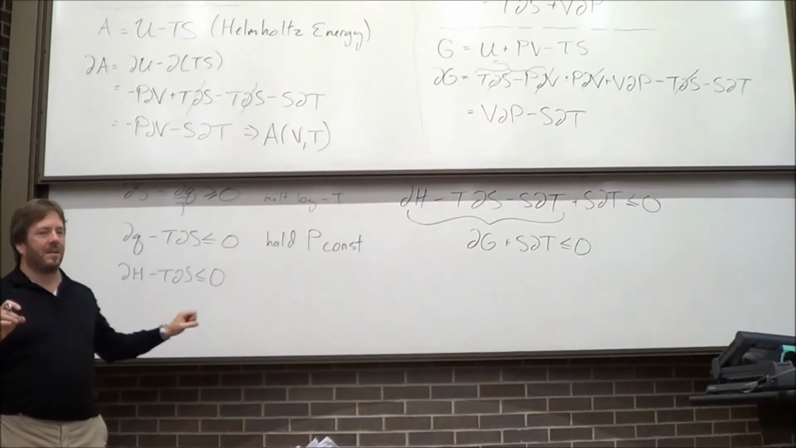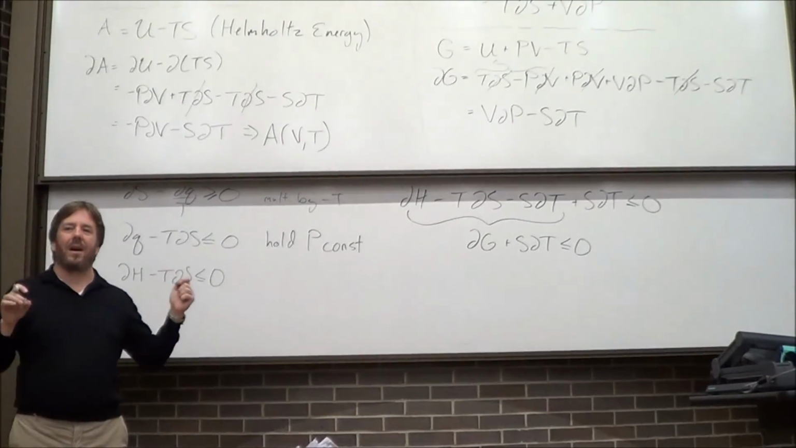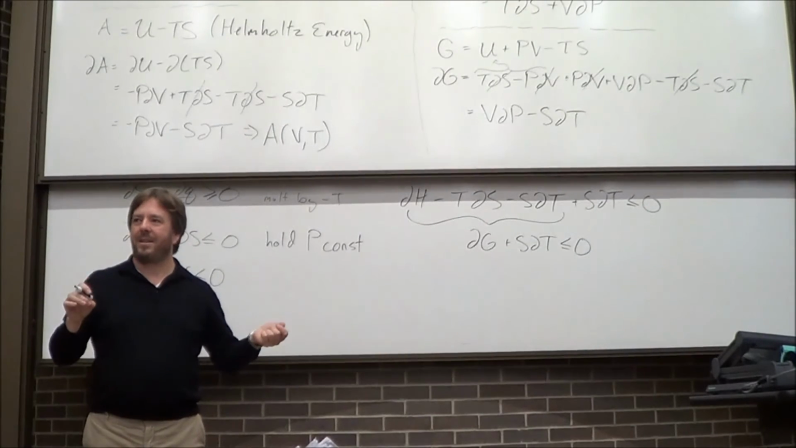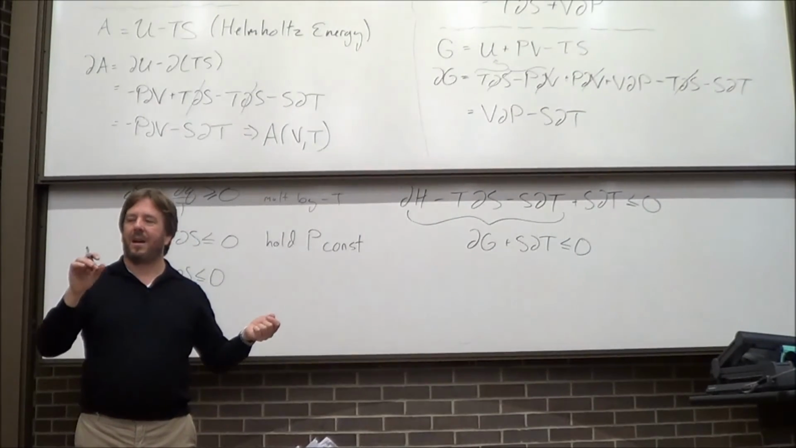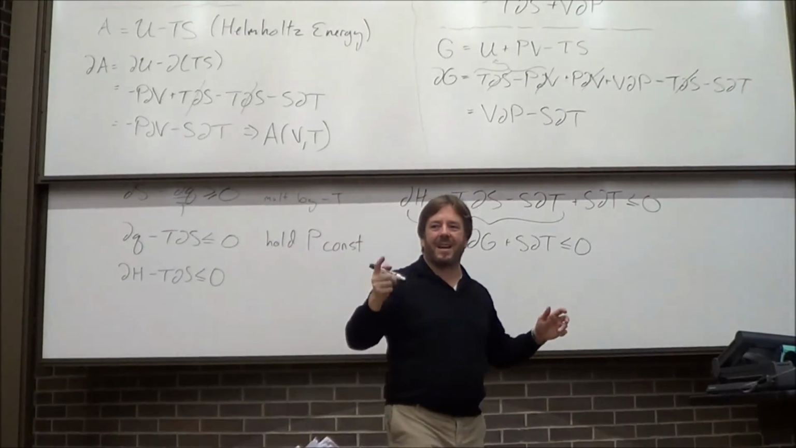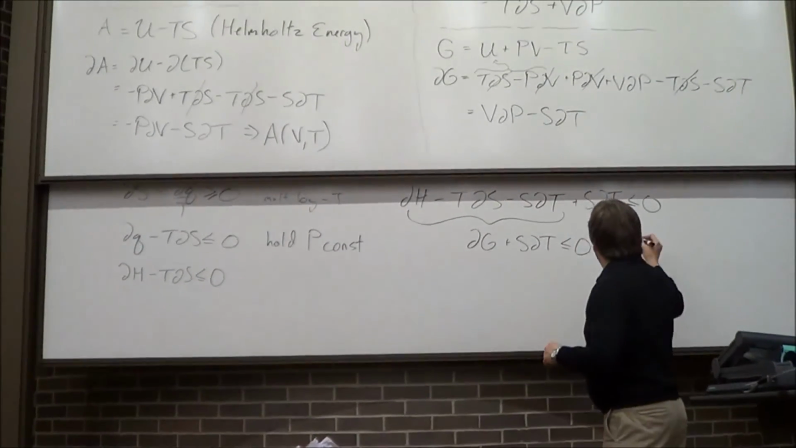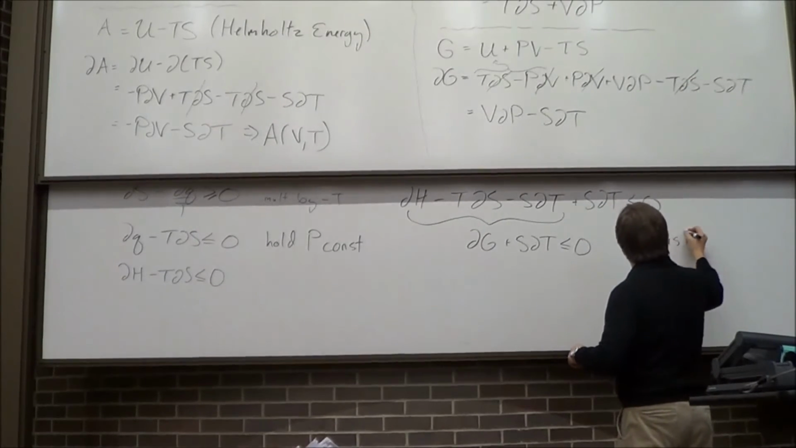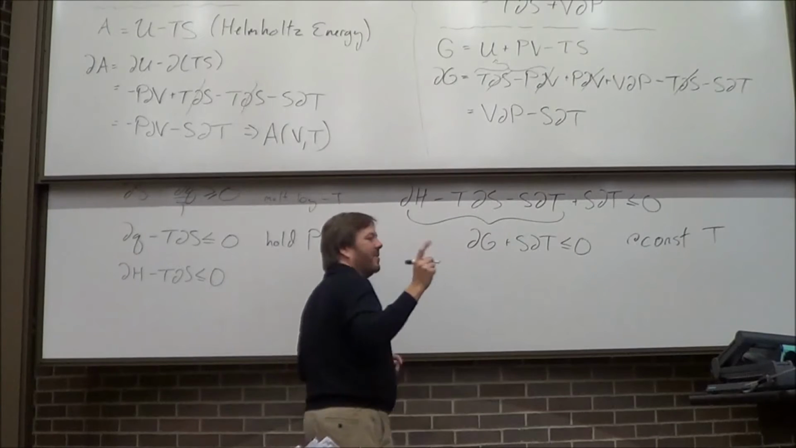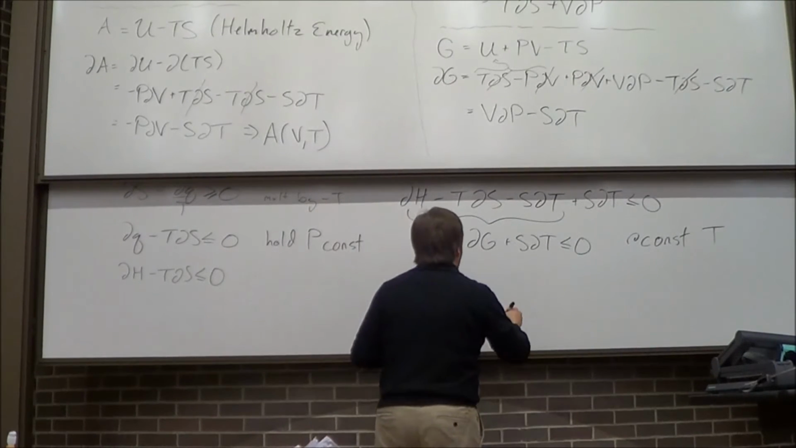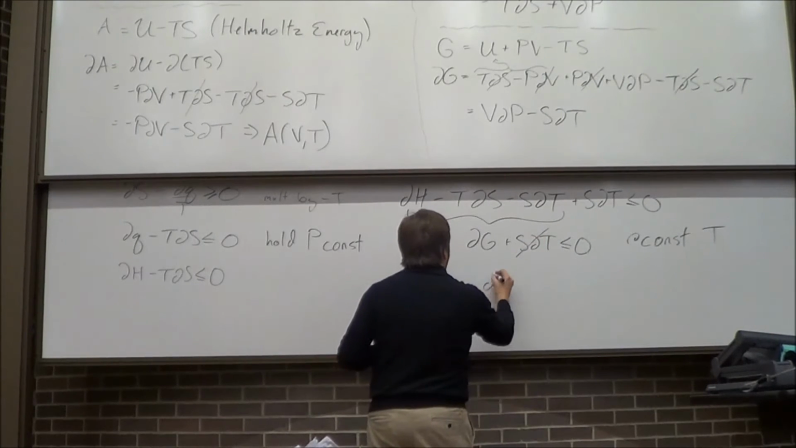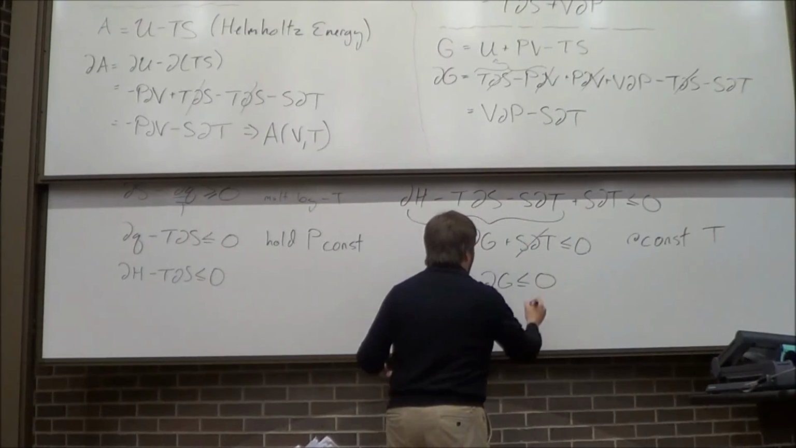How do you make progress on these Clausius inequality? You set limitations. You make stipulations. Constant what? Constant T. S is for U, S is for H, not G. At constant T, this term goes away. I'll do that, and dG is less than or equal to 0.